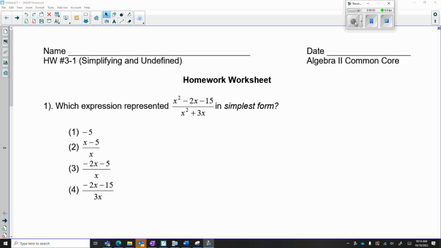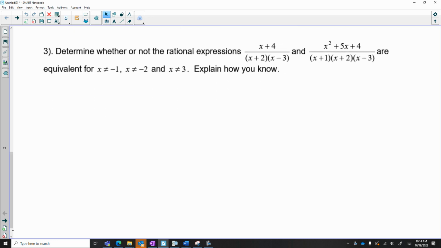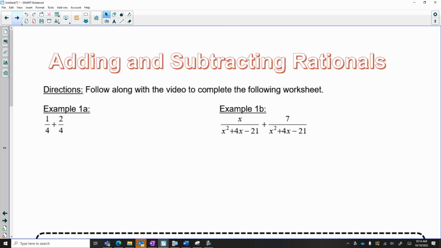Hi everyone, this video is going to talk to you about adding and subtracting rational expressions. So this goes in conjunction with homework 3-1, which is titled Simplifying and Undefined. You can do these first 3 questions from today, so we're going to skip past that. We're going to go to the second page which says adding and subtracting rationals.